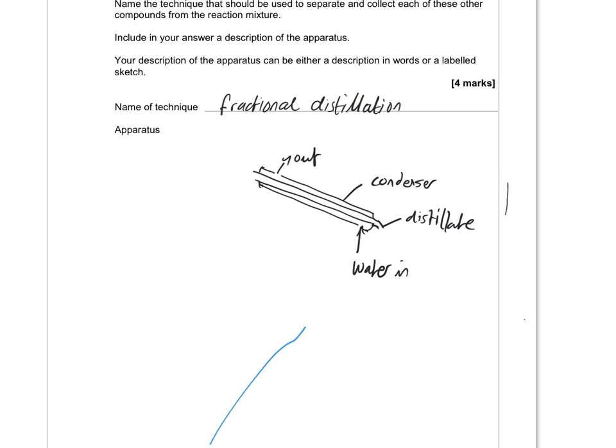What you then have is you need to have a fractionating column. So the fractionating column, remember, has got a temperature gradient. So you need to draw a long tube.